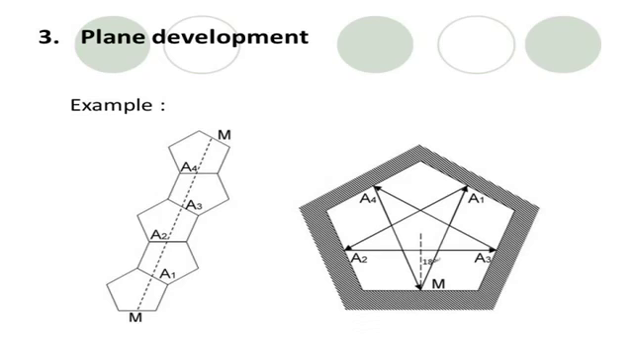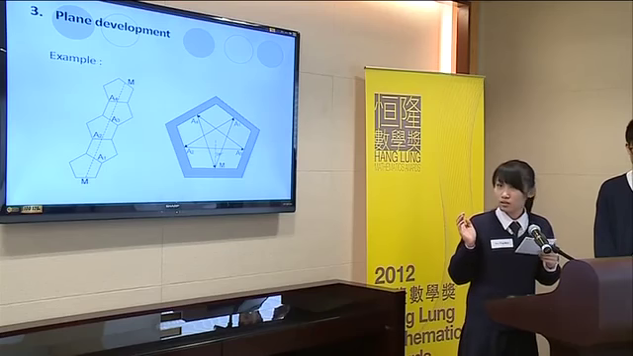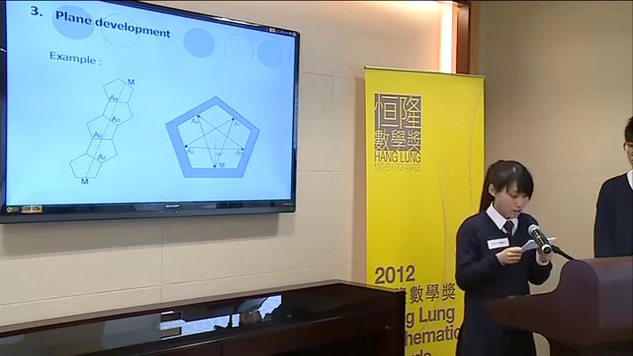For any trajectory in a regular pentagon, for example, the example in the right-hand side figure, we can obtain a series of pentagons with a straight line by reflecting the original pentagon along the side which the light wave reflects at. And the plane development will be the figure on the left-hand side.